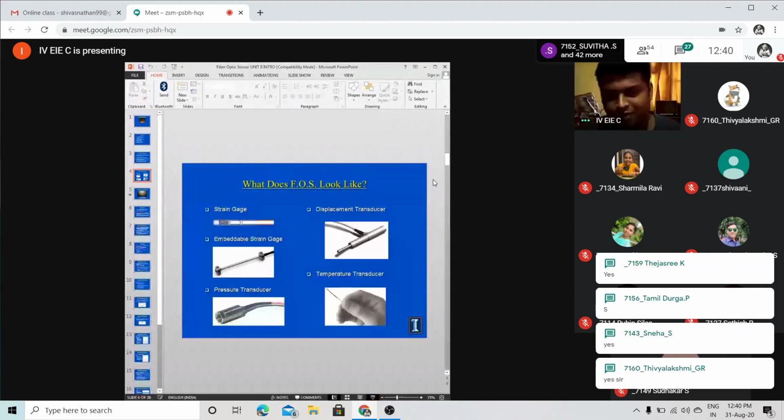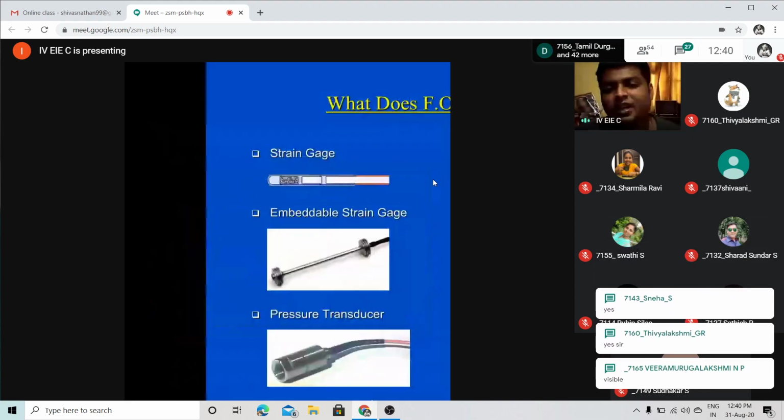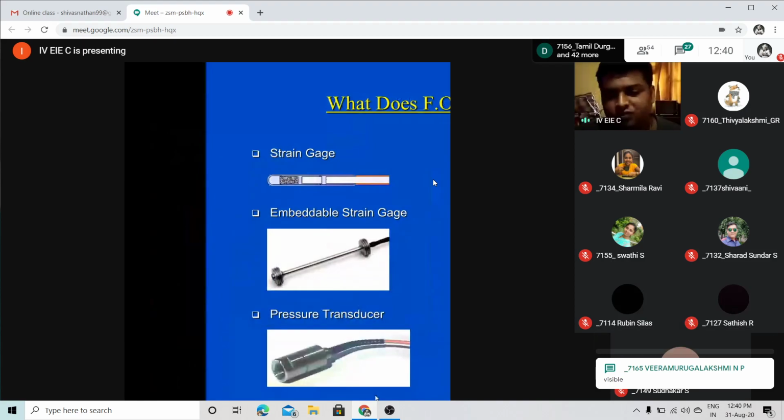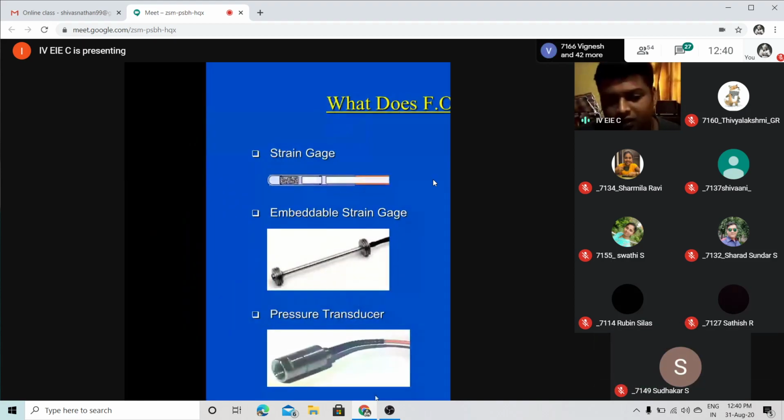Okay. Now look at the types of fiber optic sensors that are available for measuring strain, displacement, temperature and pressure. These are all optical fiber based measuring sensor systems. This is an example of how a fiber optic sensor may look. We'll study all these in detail, but just see how the fiber optic sensor looks. Does my slide appear clear for everyone?